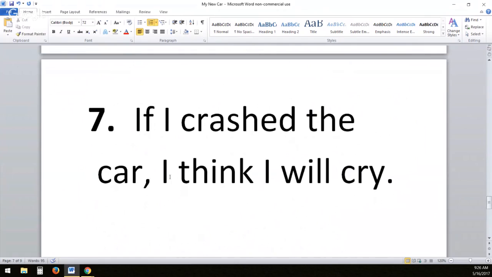Number 7, if I crashed the car, I think I will cry. If I crashed the car, I think I will cry because I love it so much. I have never crashed my car before, thankfully, because that seems pretty dangerous. But I imagine if you have a car that you really, really love, ooh, that's not a good situation. If you bought a Ferrari and you crashed it, is crying something that you would do?